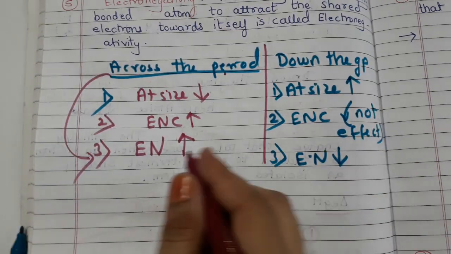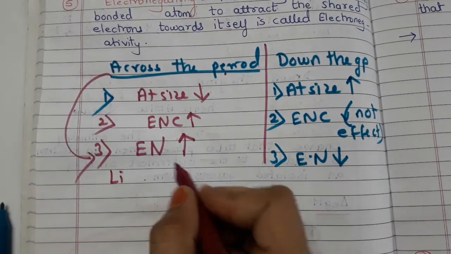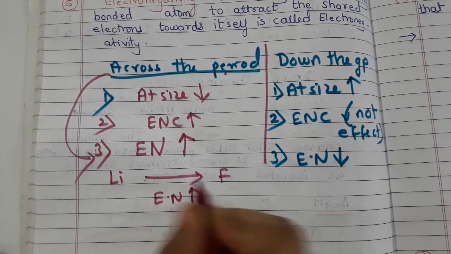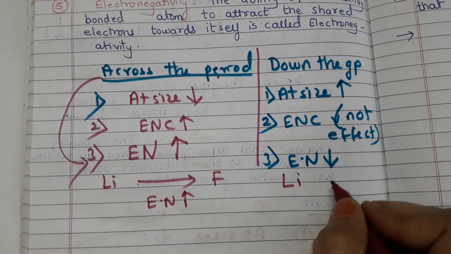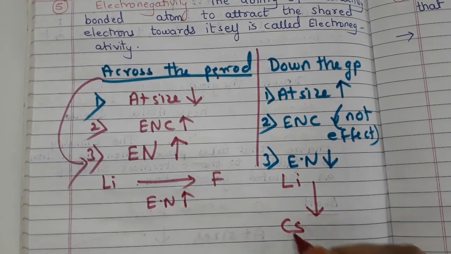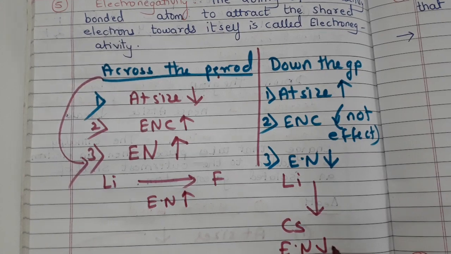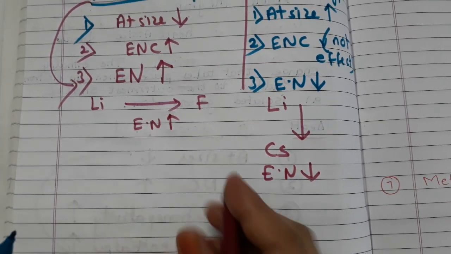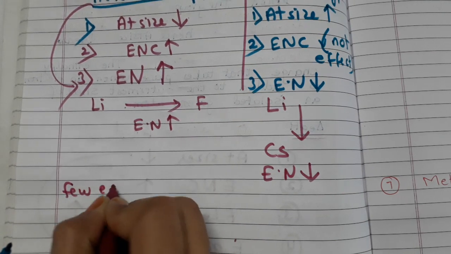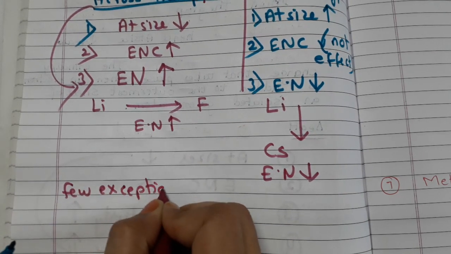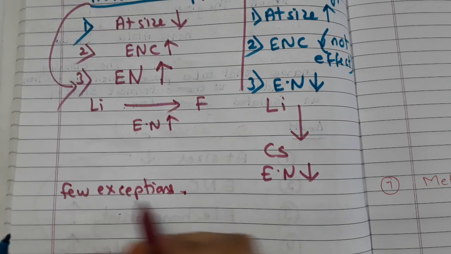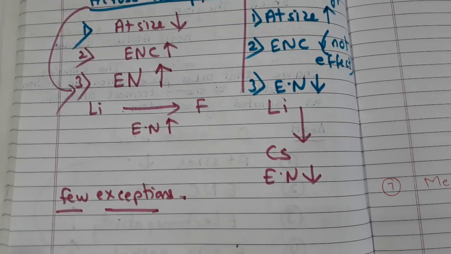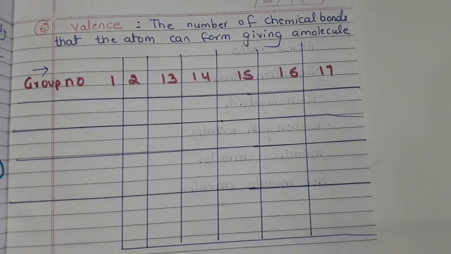So, if I have to answer across the period, I'll say from lithium till fluorine, the electronegativity goes on increasing, and from lithium, if I come down to cesium, the electronegativity goes on decreasing. I hope you have understood this concept very nicely, but yes, there are a few exceptions for electron gain enthalpy and electronegativity. We will discuss these exceptions separately in a video.